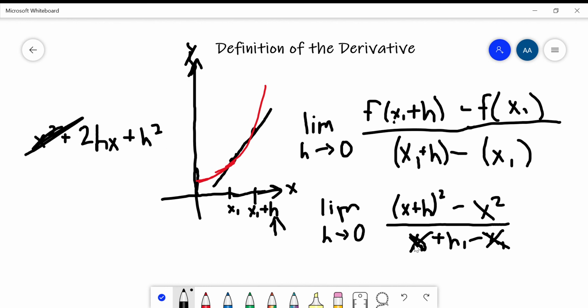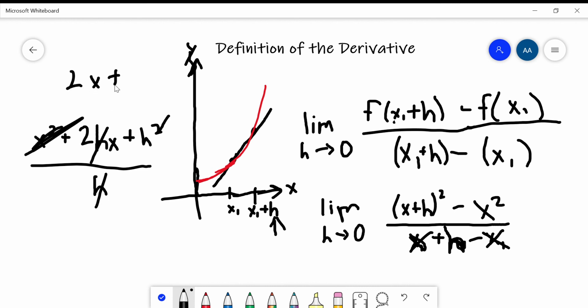You'll also notice that these x's cancel out. x plus h minus x is equal to h on the bottom. You'll have h on the bottom, and you'll notice that it cancels out. So you'll notice that this h cancels out, and this cancels out. So you have 2x plus h.